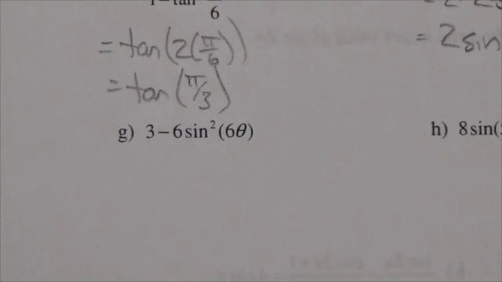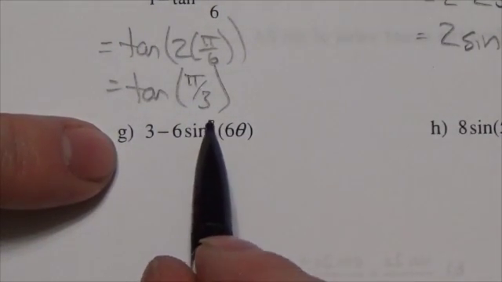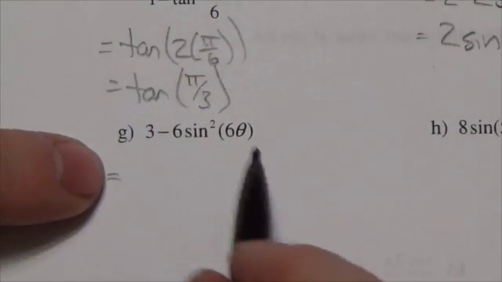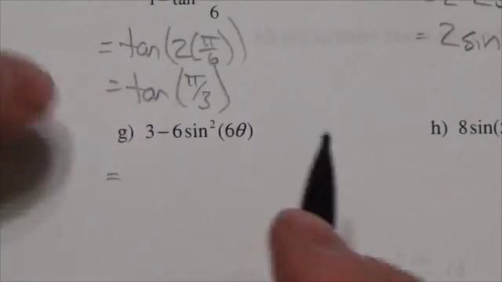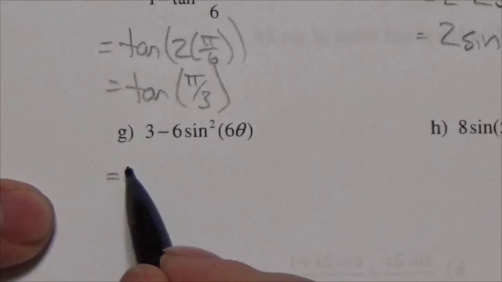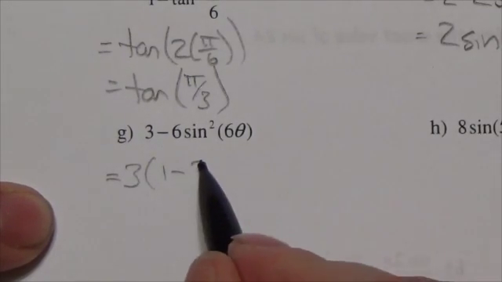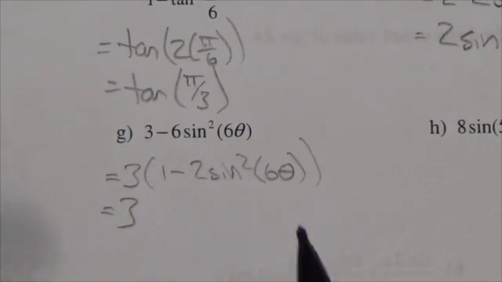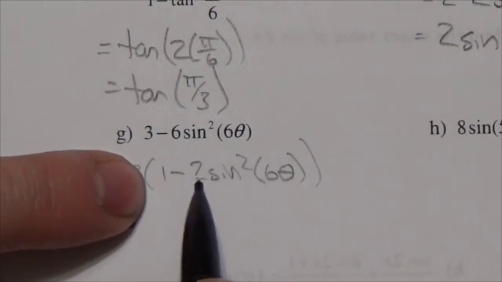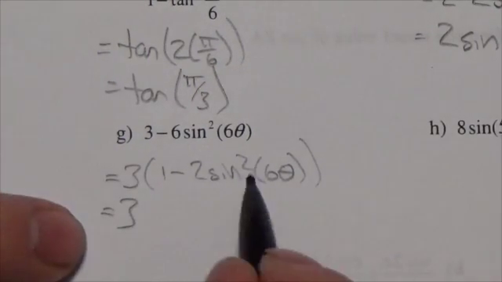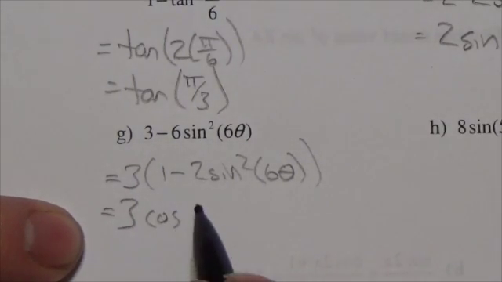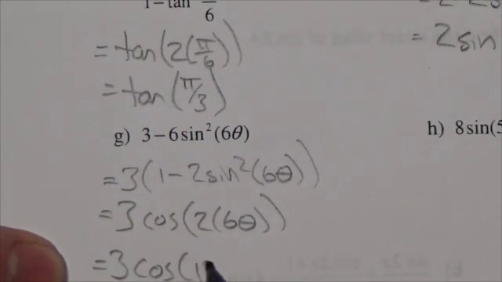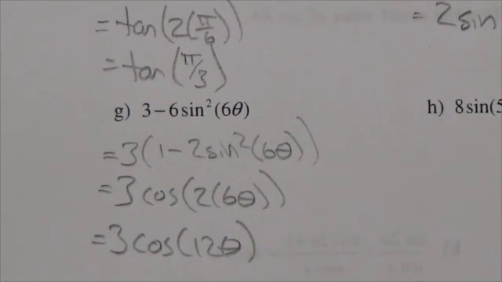Good. Now, 3 minus 6 sine squared of 6 theta. A lot going on there. But I see the pattern here, the minus the sine squared of something. So I notice that there's a common 3 here. I'm going to take that out, and I'm left with 1 minus 2 times the sine squared of 6 theta. Well, that 3 sits out front here, but this 1 minus 2 times the sine squared, that is the cosine of twice this angle. So this is going to be the cosine of twice 6 theta, or 3 times the cosine of 12 theta.